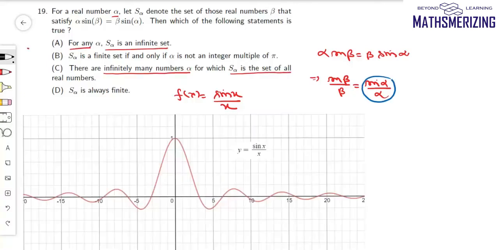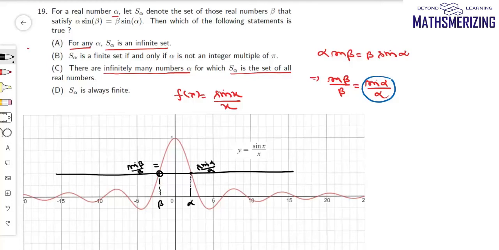Now if I choose any point on x-axis, which is alpha, then the value of y here will be sine alpha upon alpha. And if I draw a horizontal line, this line intersects this graph again at this point. Maybe this is beta. So here it will be sine beta upon beta, such that sine beta upon beta is equal to sine alpha upon alpha. Now we look at option number A.